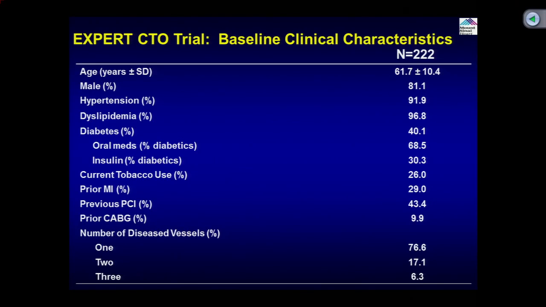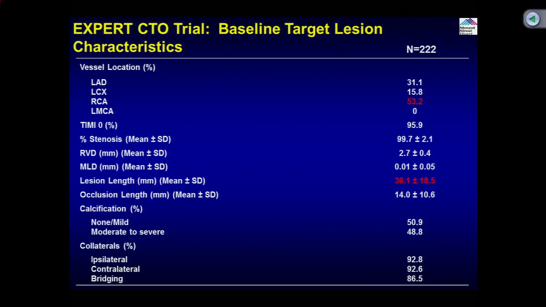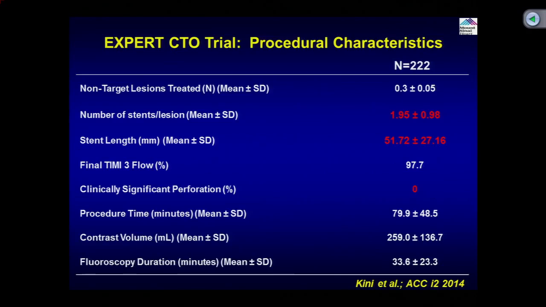And if you see the baseline characteristics, no difference, the usual complex patient population. Importantly, RCA and LAD were most of the CTO vessels. Another important thing was lesion length. Lesion length was more than 30 millimeter, but the occlusion length based on QCA was only about 14 millimeter or so. Another important thing was the number of stents used. 38 millimeter stents were allowed, so it was about 1.9 stents, giving a stent length of above 50 millimeter in this population. And clinically significant perforation was zero in this entire trial. That's a great thing.